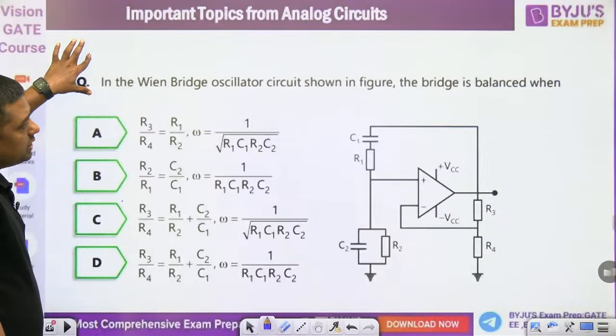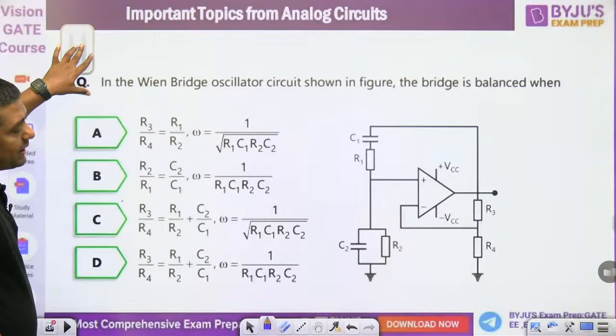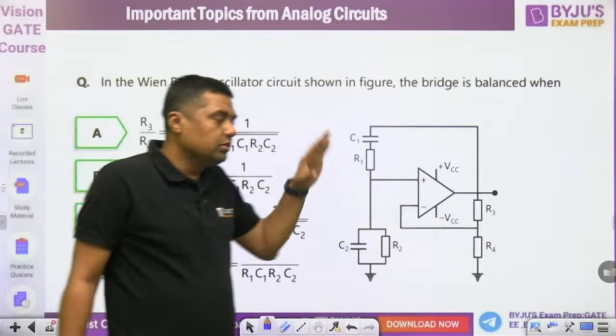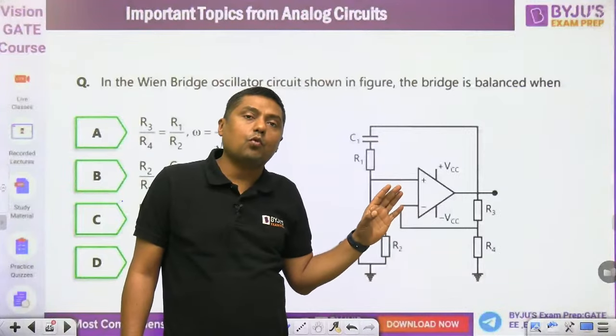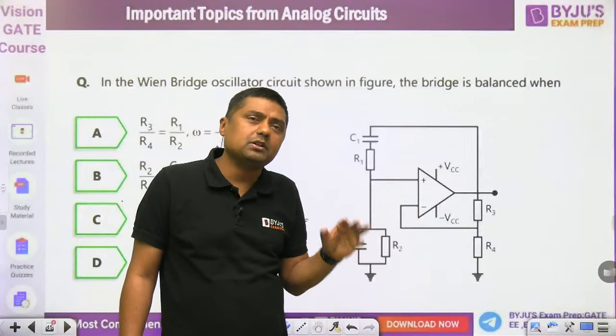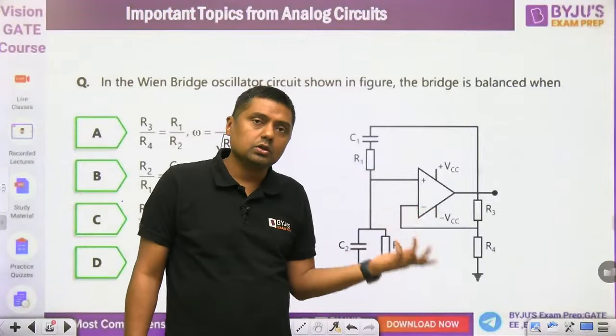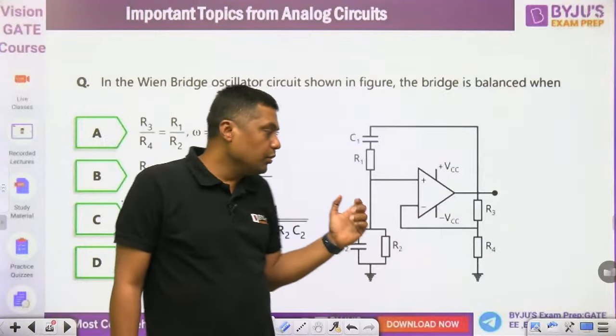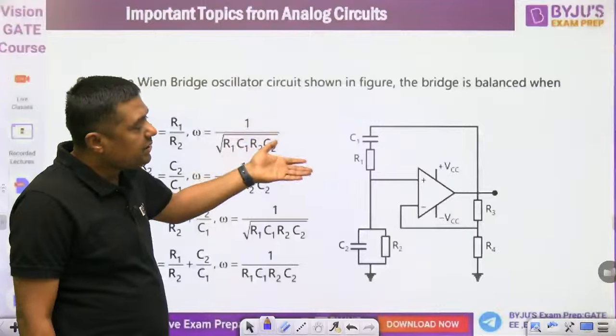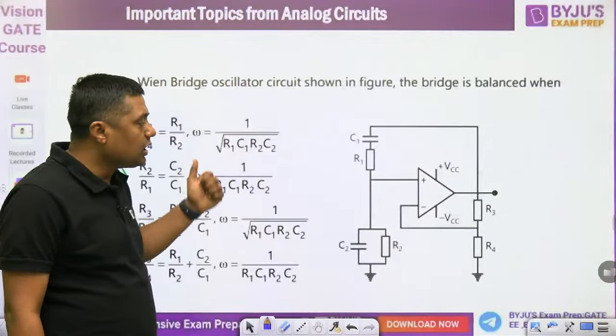In the Wien bridge oscillator circuit shown in the figure, the bridge is balanced. That is the direct condition. This type of question in the GATE exam, if you want to prepare from GATE papers, is straightforward and formula based. You can solve it, because the Wien bridge is a standard circuit. They will give you the condition only.